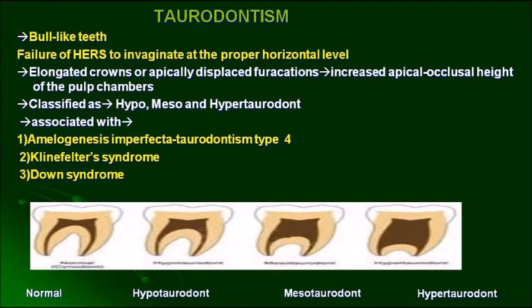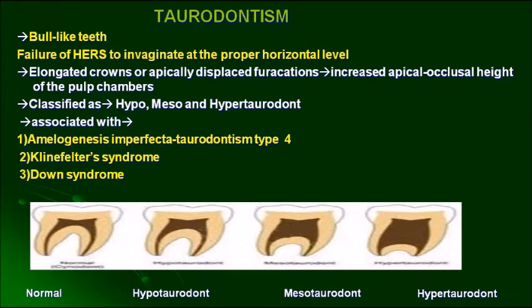So it is from the Hertwig's epithelial root sheath that the root develops. After the crown development, the root development is from the Hertwig's epithelial root sheath, from the HERS. So when there is failure of this Hertwig's epithelial root sheath to invaginate at the proper horizontal level, what happens? You get a relatively larger tooth, and that larger tooth is similar to the tooth of a bull. So that is bull-like teeth.